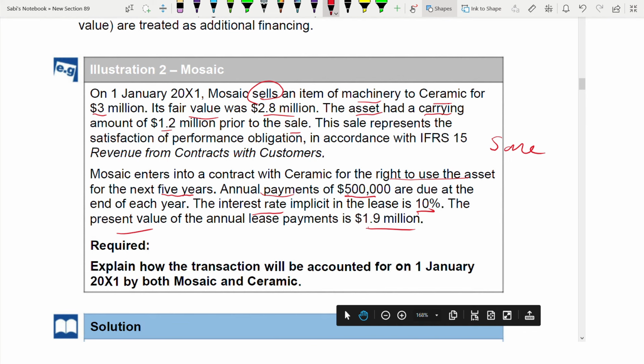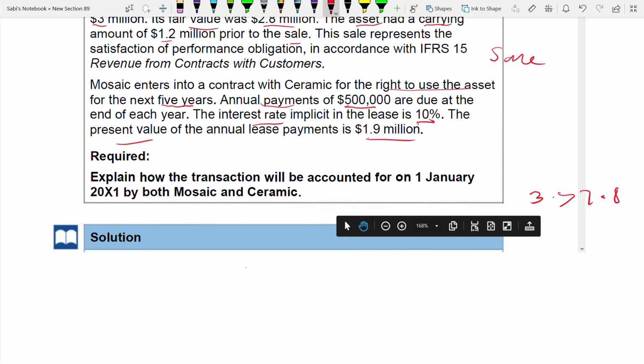It's the same thing. First understand whether it is below market terms or above market terms. How do you understand that? Check the sale and the fair value. Sale took place for 3. Fair value was 2.8. Above market terms. So above market terms means this is additional financing, because sale value is more than fair value.